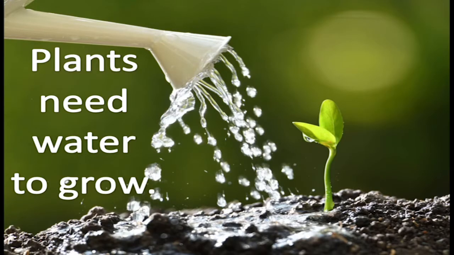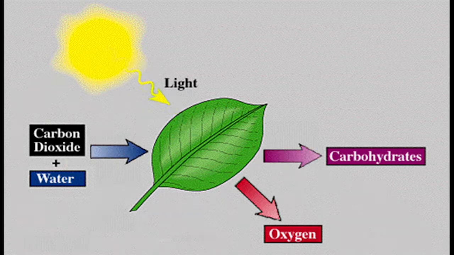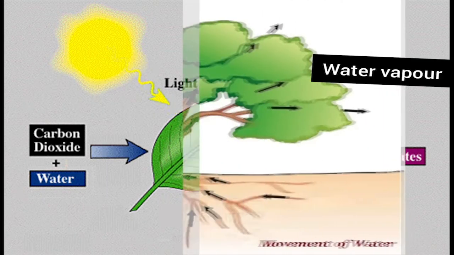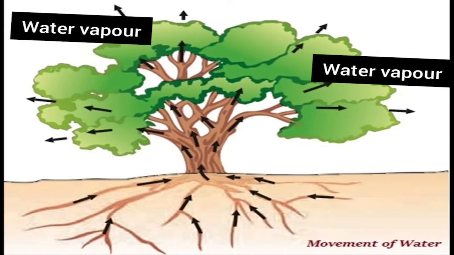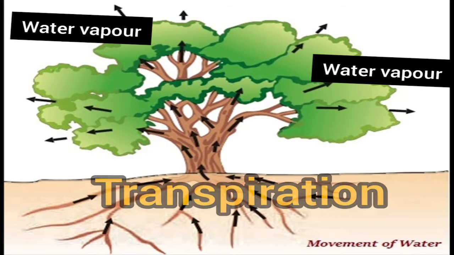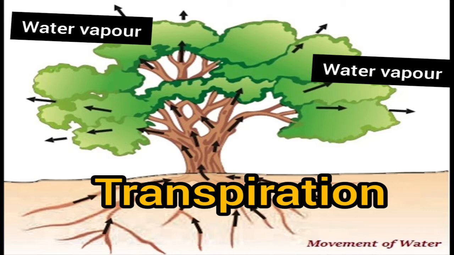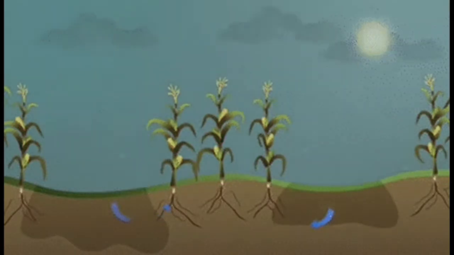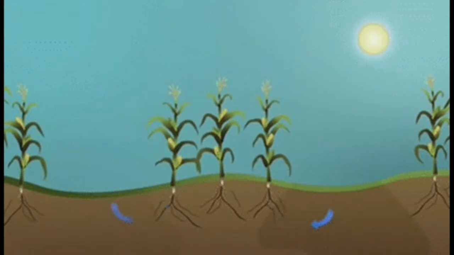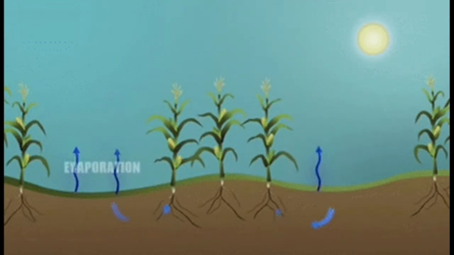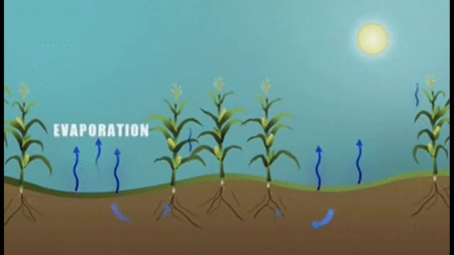Now, plants need water to grow. Plants use a part of this water to prepare their food and retain some other part in their different parts. The remaining part of this water is released by the plants into the air as water vapor through the process of transpiration. Do you remember transpiration? Yes. Water vapor enters the air through the process of evaporation and transpiration both.